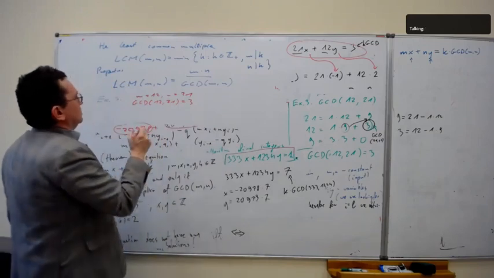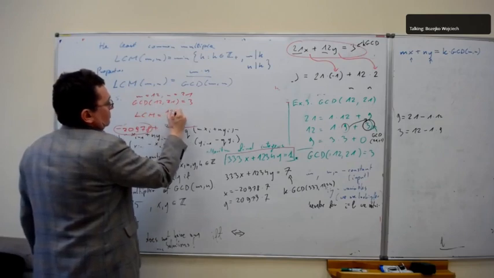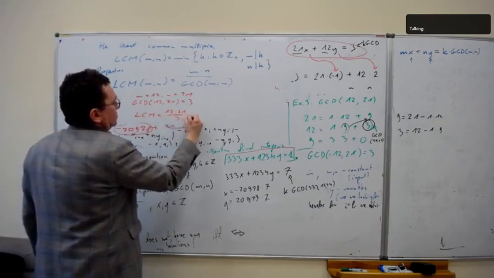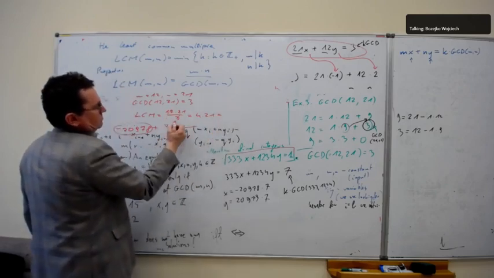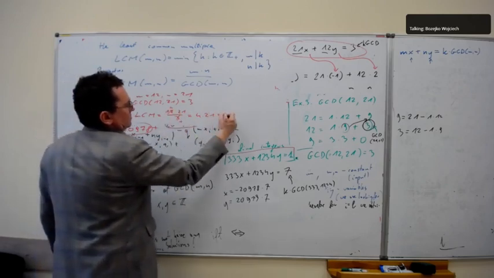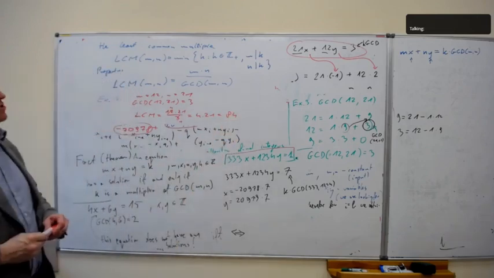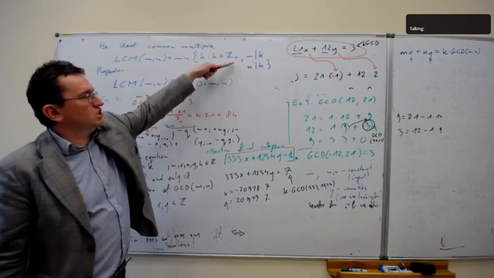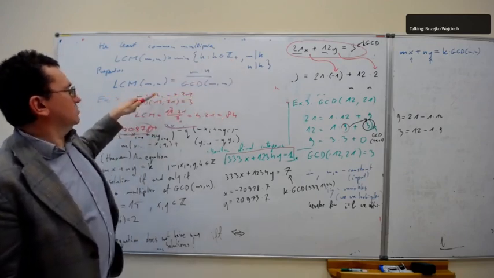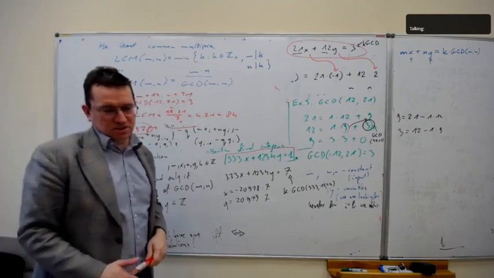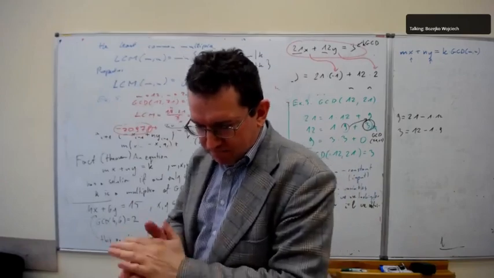Let us compute the least common multiple. 12 times 21 divided by 3, so this is in fact 4 times 21, which is 84. So this is the smallest such number that both m and n, so 12 and 21, divide it without the remainder. Any questions, remarks?